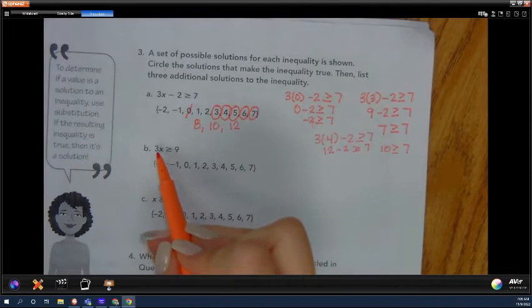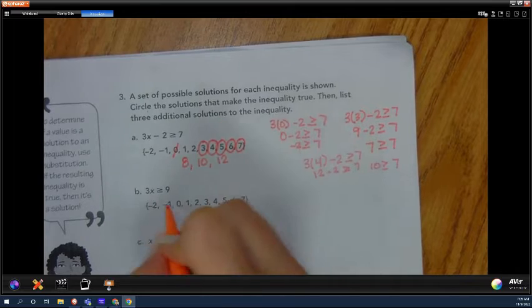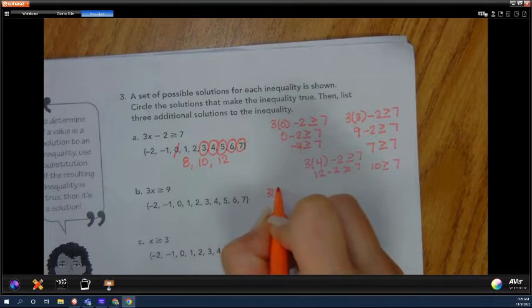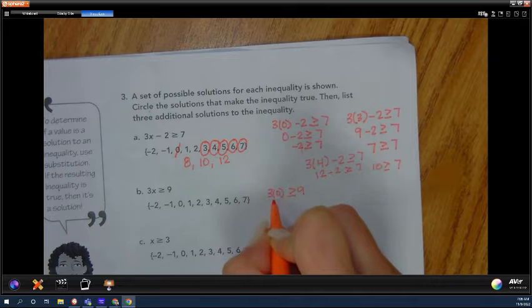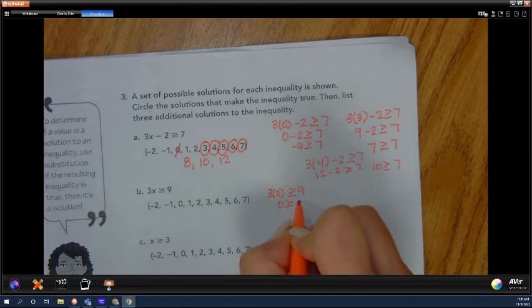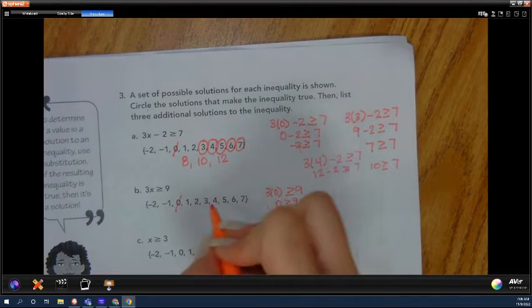All right. I have 3x is less than or equal to 9. Okay, if I were to plug in 0, let's start at 0 for a second, less than or equal to 9, well, I have 3 times 0. Well, wait, is it bigger than 9? No. Well, let's try 3.